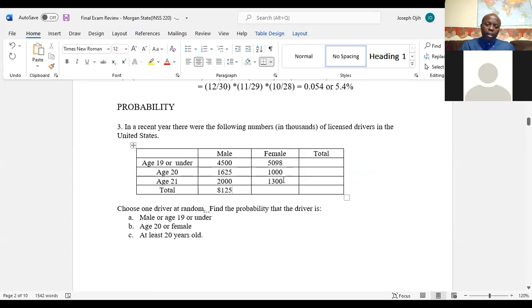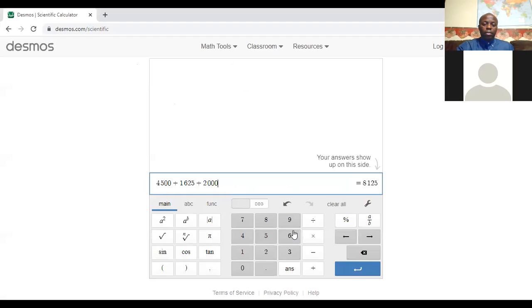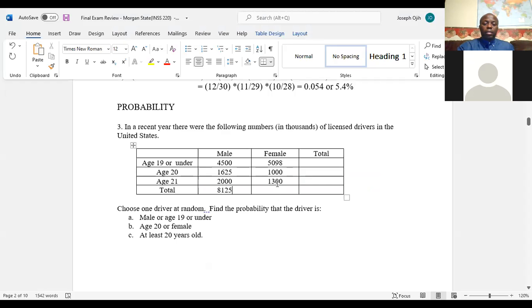So I'm gonna have 5098 and 1,000 and 1,300. So I'm taking you to the calculator so you can get the totals for this. So I'm gonna clear this. 5098 plus 1,000 plus 1,300. I got 73.98. So I'm going to go back there and put it. I got 73.98.